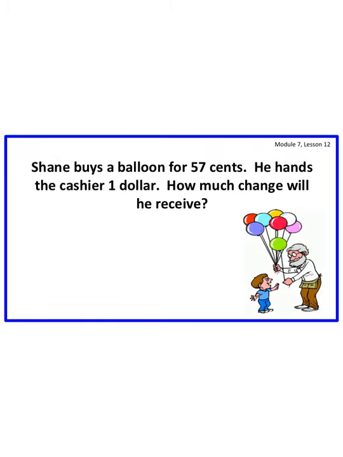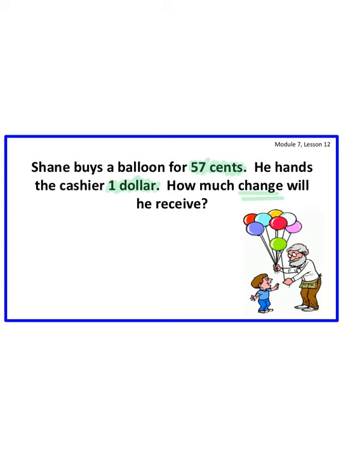Okay, here's our next one. Shane buys a balloon for 57 cents. He hands the cashier $1. How much change will he receive? So let's look at it a little more closely before we solve. Shane buys a balloon for 57 cents. He hands the cashier $1. How much change will he receive?